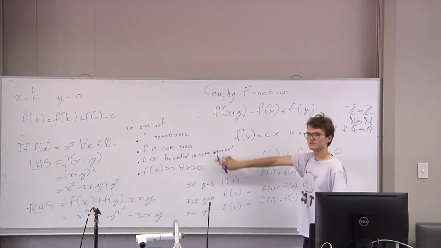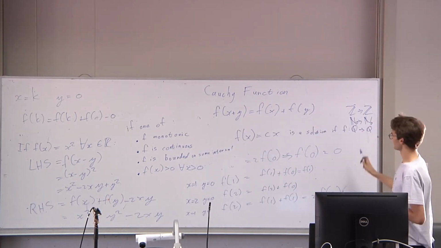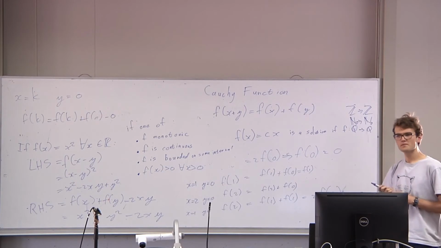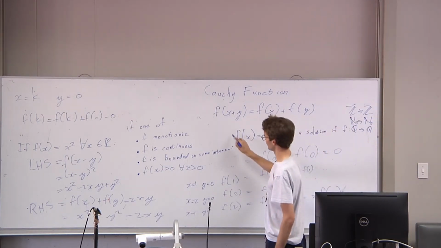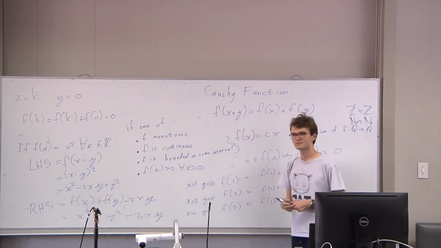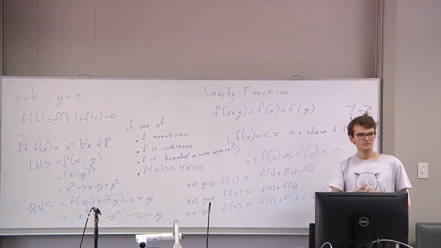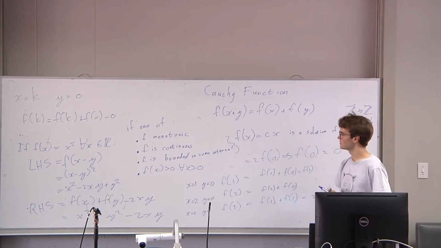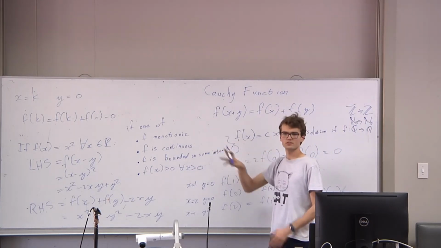If you have one of these four conditions true, then it turns out that f of x equals c times x is the only solution. But don't worry too much about what these two mean. That won't come up ever, and it is a pain to prove, so it probably won't come up at all. But f being monotonic is something that you should know.